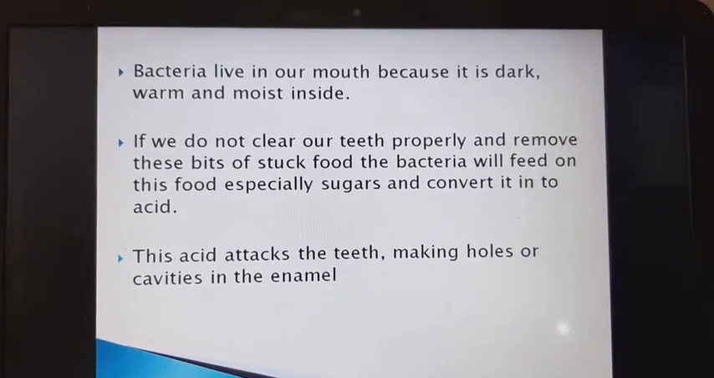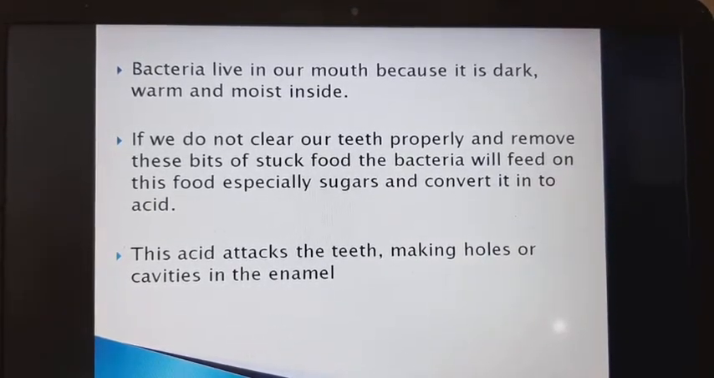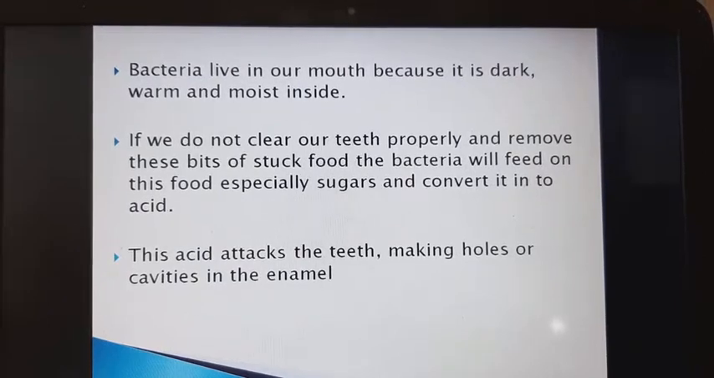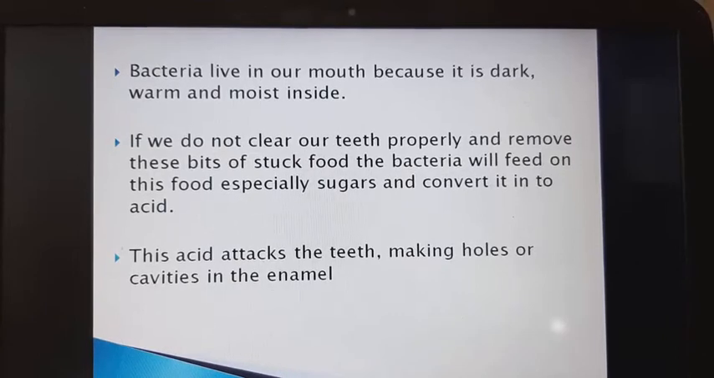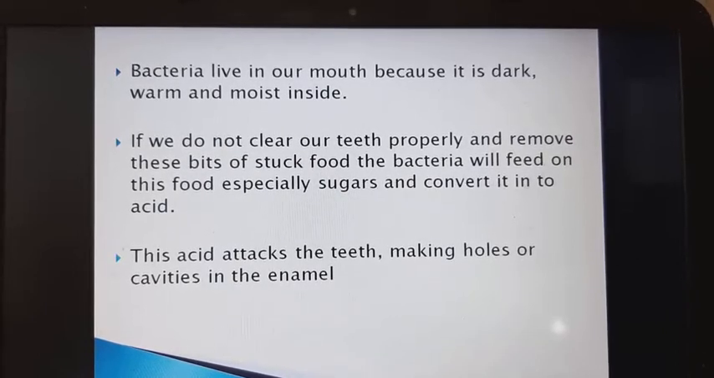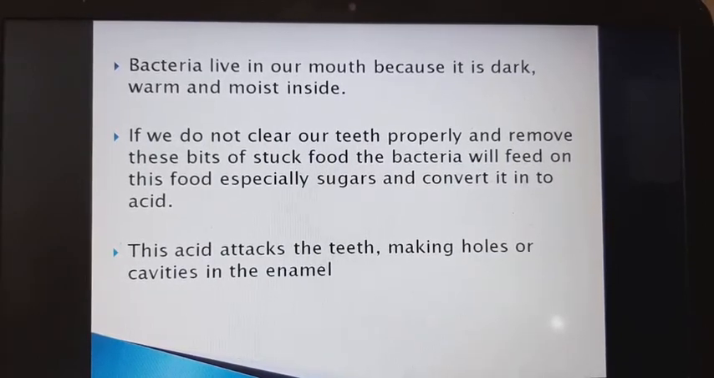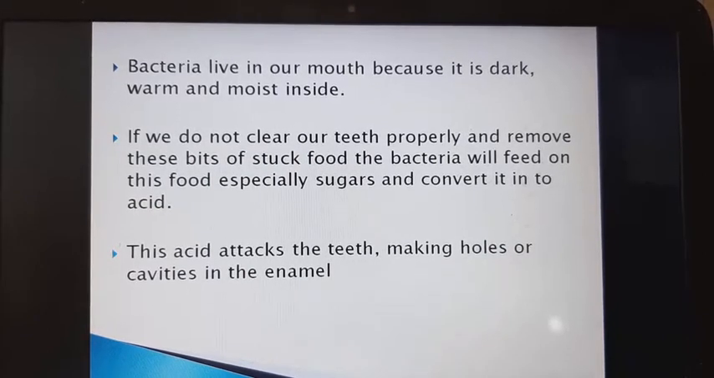Bacteria live in our mouth because it is dark, warm, and moist inside. If we do not clean our teeth properly and remove these bits of stuck food, the bacteria will feed on this food, especially sugars, and convert it into acid. This acid attacks the teeth, making holes or cavities in the enamel.